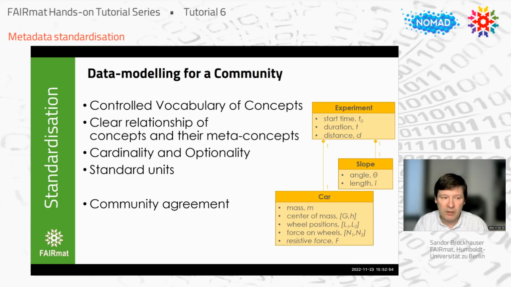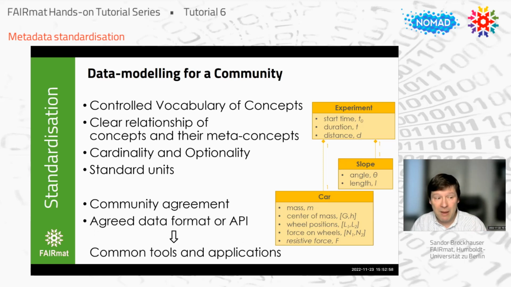I have already said it several times, but I highlight it again. The most important thing is a community agreement. When we have a community agreement and we also agree on the data format or an API, how you can reach the data, then we can start writing tools for the community, so that the community will have common tools and applications which can work with the data even before the data has even been collected.